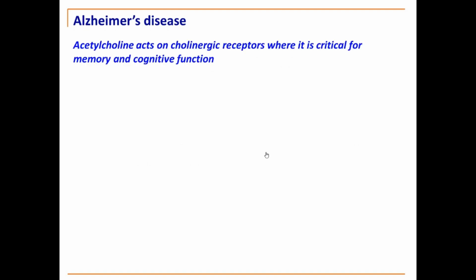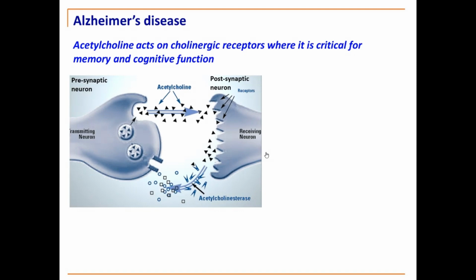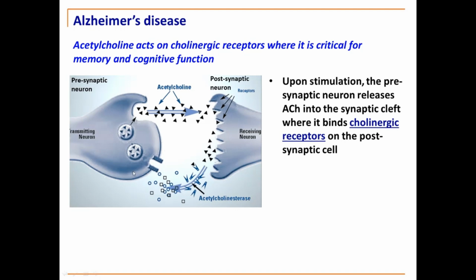So as we know, acetylcholine acts on our cholinergic receptors, where it's critical for memory and cognitive function. There is just a simple image showing the same thing. Acetylcholine crossing the synapse, binding the postsynaptic neuron and stimulating it. And that acetylcholine is obviously broken down by acetylcholinesterase, and the choline is taken back up into the presynaptic cell, where it can be recycled to form more acetylcholine.